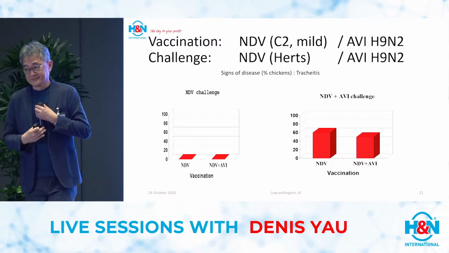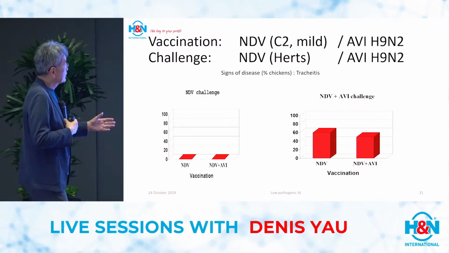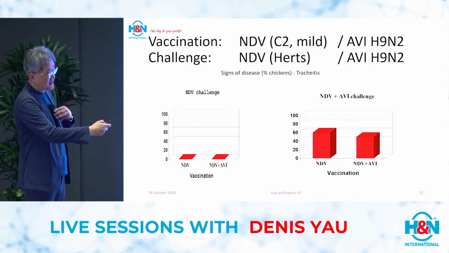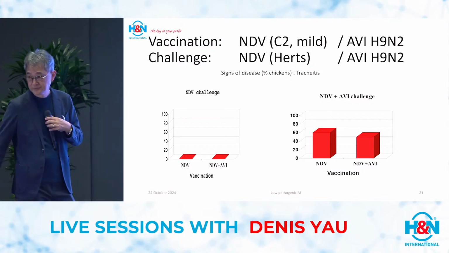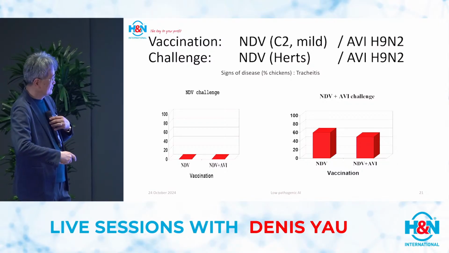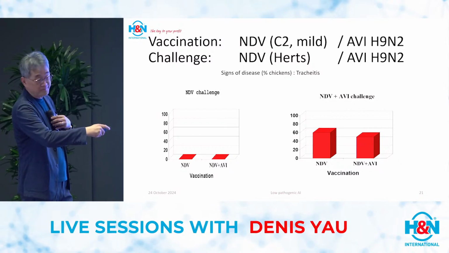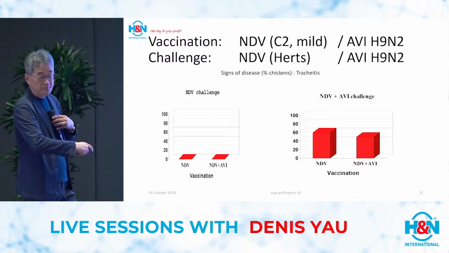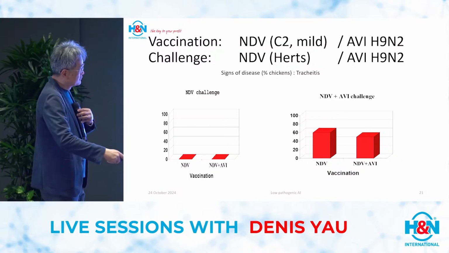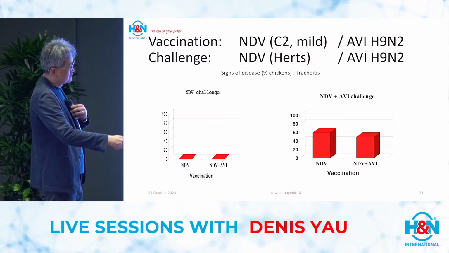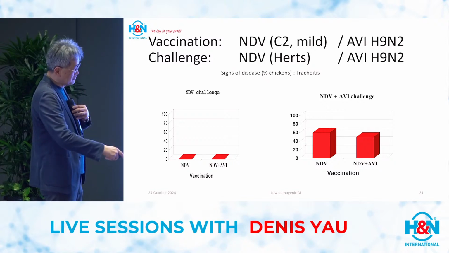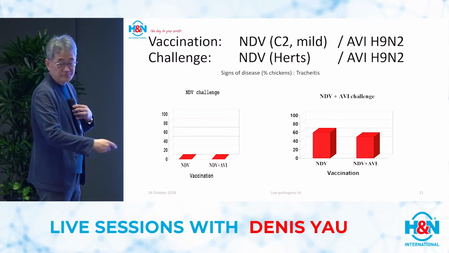Then we look at this one. This one, we do a mild C2, and then we challenge with only the velogenic strain. We don't see any problem here. With this one, with a combined challenge, we see problems.